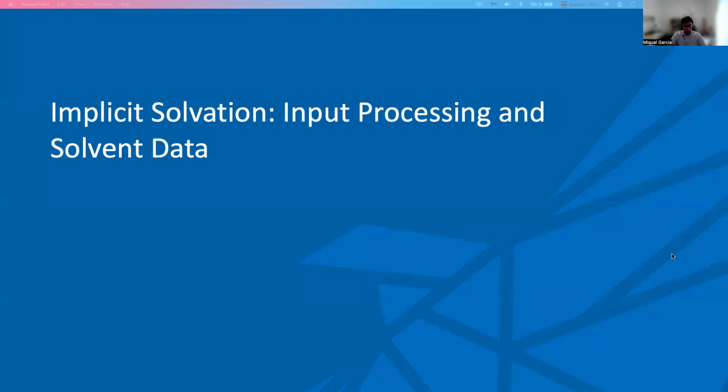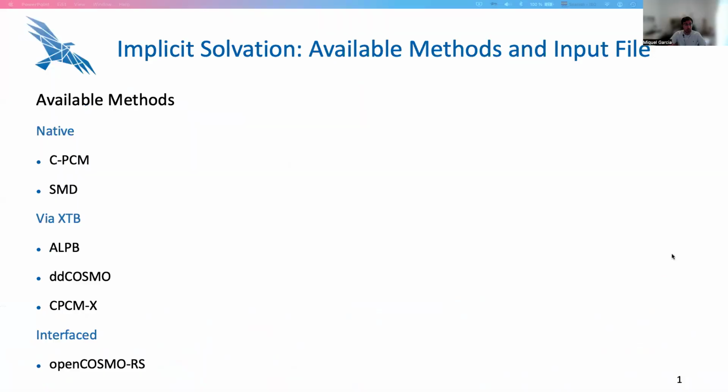The first point I want to talk about is the way the input is processed in ORCA. Well, this is a spoiler, but in ORCA 6.0, we have 6 different implicit solvation methods. 2 of them, CPCM and SMD, are natively implemented in ORCA. Then we have the methods available within XTB, ALPB, DD-COSMO, and CPCM-X, which I will talk about later. And finally, the interface of ORCA with OpenCOSMO.